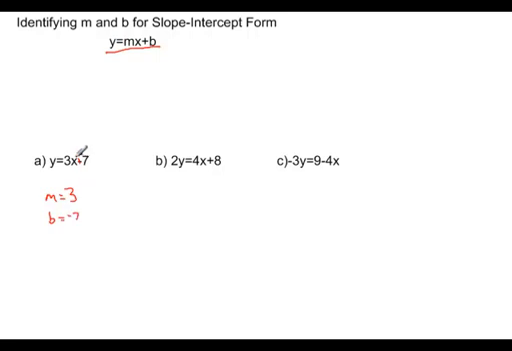And we have to be very careful here that we realize that we have to change that minus sign to a plus to make sure we have the form exact. So in this example A, our slope is 3 and our y-intercept is negative 7.